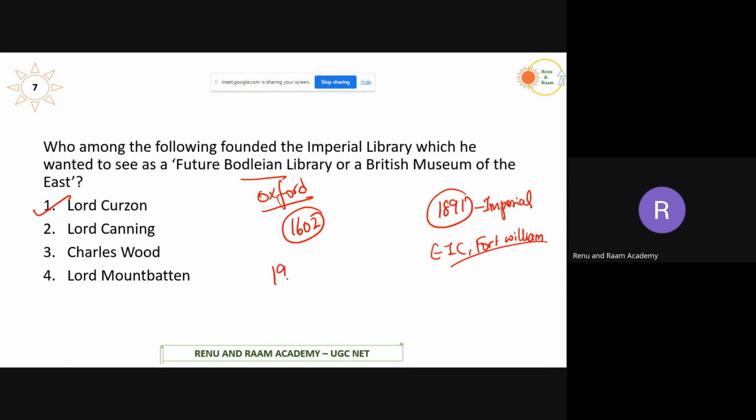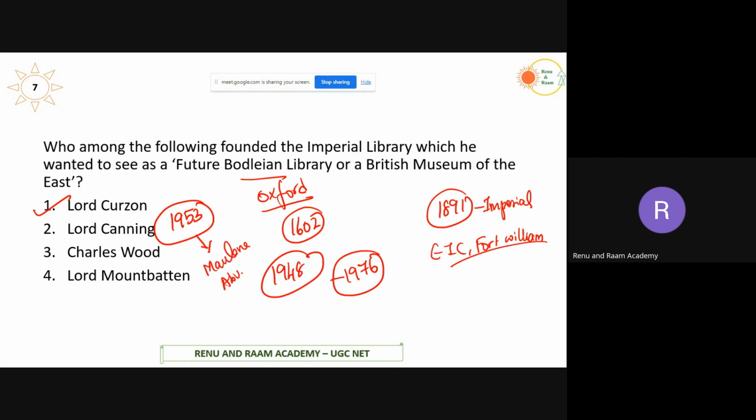An act was passed in 1948 which changed the name of the Imperial Library to the National Library. And later on, in 1976, the library was named the National Library of India. In 1953, this National Library was opened to the public by Maulana Abul Kalam Azad. So the National Library of India, which we know today, was earlier known as the Imperial Library of India, which was started for the officials, and later on it was opened to the public by Lord Curzon.